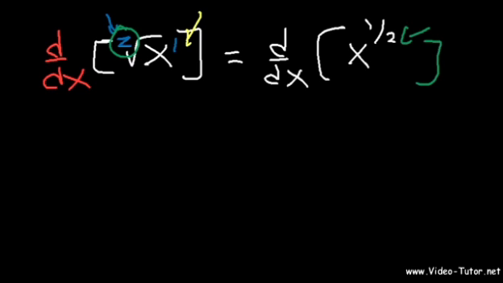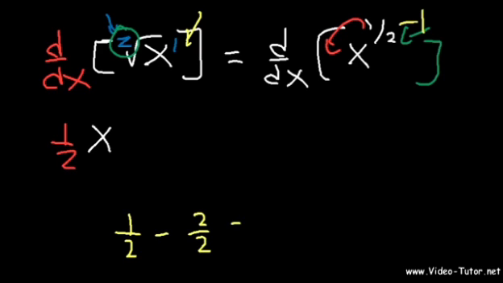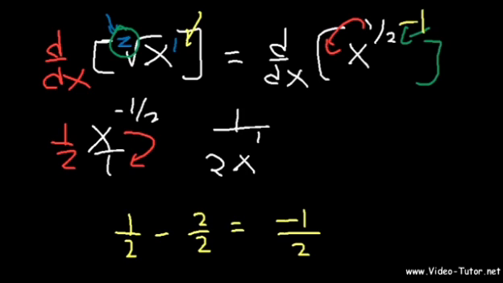So now we can apply the power rule. We're going to move the 1/2 to the front, and we're going to subtract the exponent by 1. 1/2 minus 1 is the same as 1/2 minus 2 over 2. So 1 minus 2 is negative 1 over 2. So this becomes a negative 1/2. Now what we need to do next is move the x to the bottom. So it's 1 over 2x to the 1/2. Then put it back in radical form. So 1 over 2 square root of x.